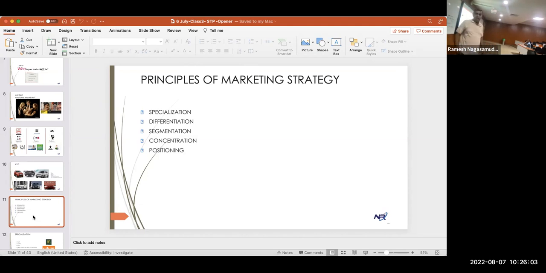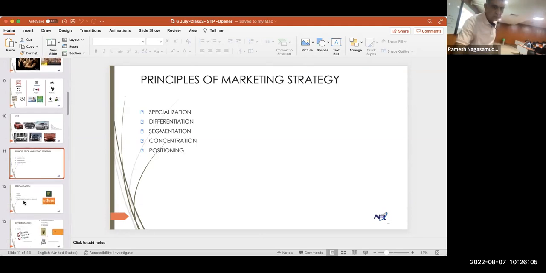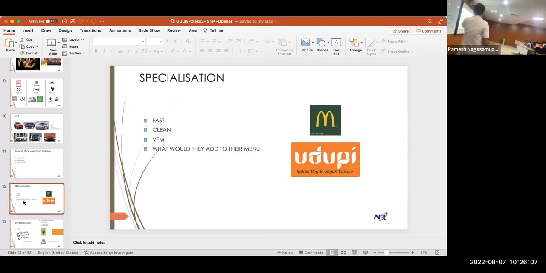One example of that is Udupi or McDonald's. We're talking about fast, clean, and value for money service, right? I'm sure all of us have discovered that the best food in the whole of India is in Bangalore, where you can get a good meal for under 50 rupees. And where else would you get it? So that is the idea of a fast, clean, and value for money service.